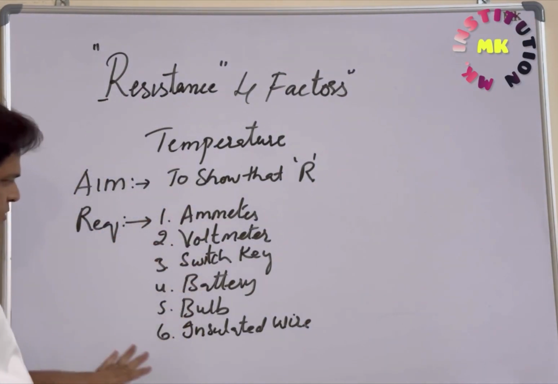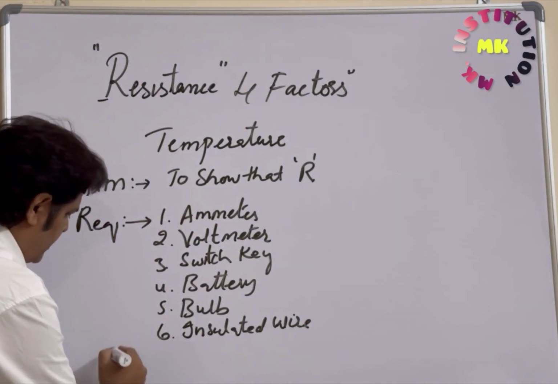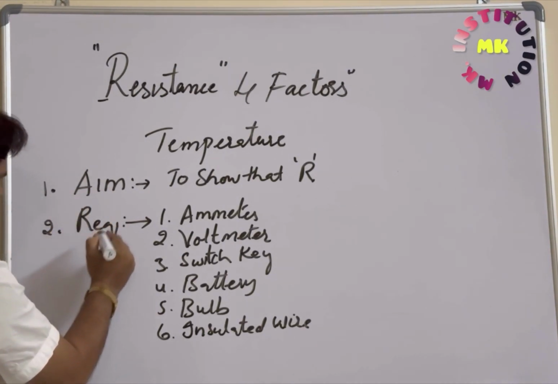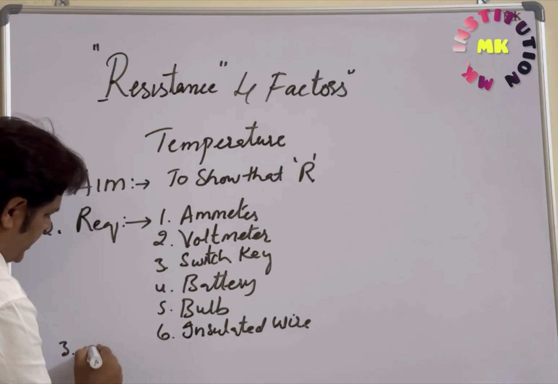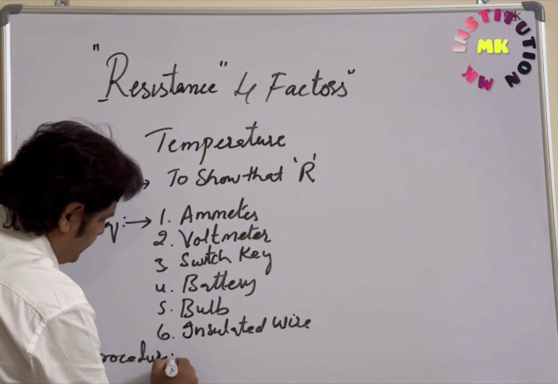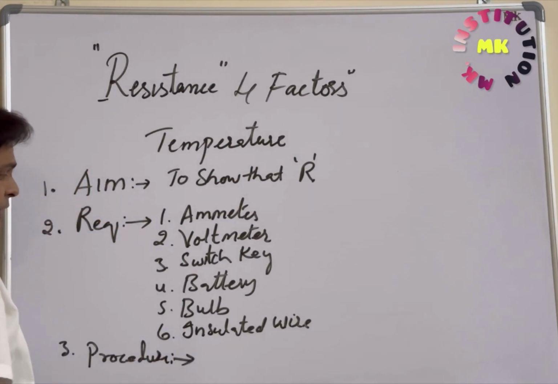Clear? Now we have taken this whole thing. Then what is next? The first thing you should write is the aim. The second is the requirements. And the third you are going to write is the procedure. What do you write in the procedure?